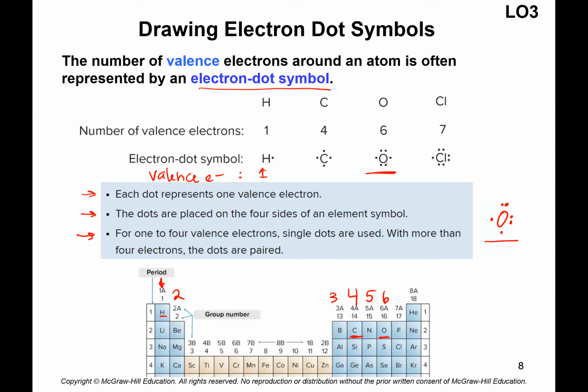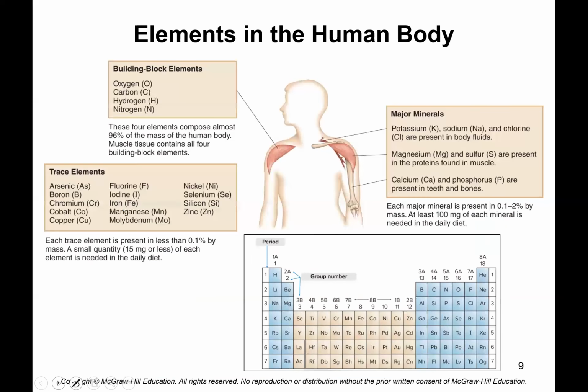This is correct. And then lastly, we have chlorine, which is in this column here, column 7. That means it must have 7 valence electrons, and you see it has 7 dots around it. Okay, so these are electron dot symbols.